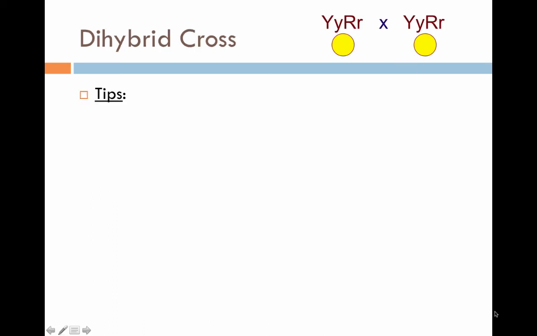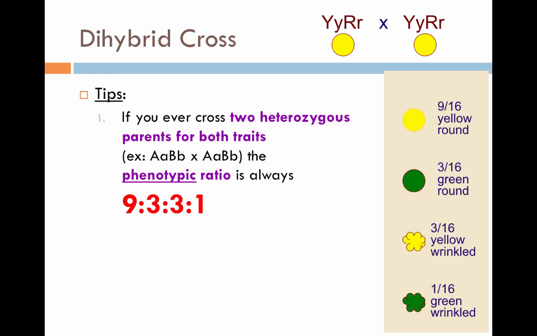The only thing that I really want you to get out of this whole thing is that if you ever cross two heterozygous parents for both traits, so like A's are heterozygous and B's are heterozygous, or in this case up here, Y's and R's, the phenotypic ratio, what the offspring will always look like, will be 9, 3, 3, 1. It's a 9, 3, 3, 1 ratio. This is the question asked on the MCAS. If you cross two heterozygous organisms, the phenotype in the kids will be 9, 3, 3, 1. This is as hard as it possibly gets. Write down your questions and ask me in class.